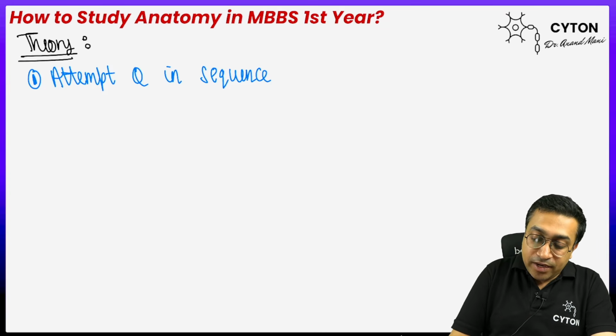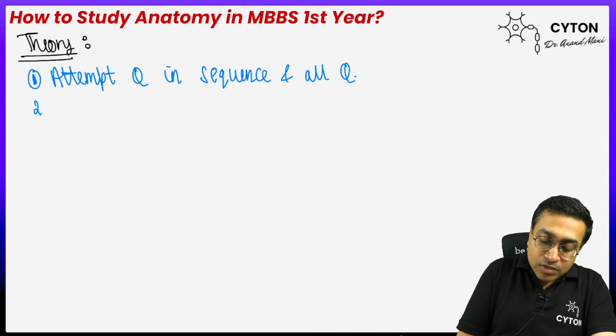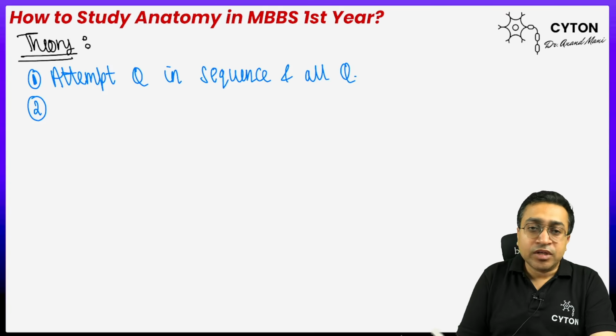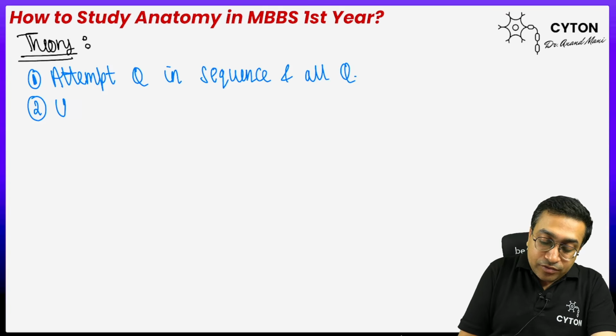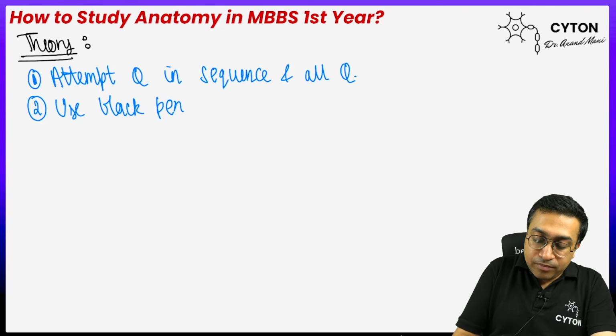So attempt questions in sequence always, and attempt all questions. Second thing, use black pen for headings, like I am using right now.